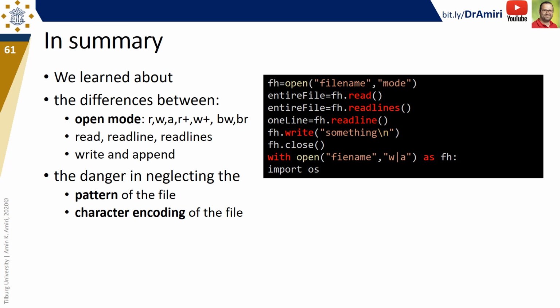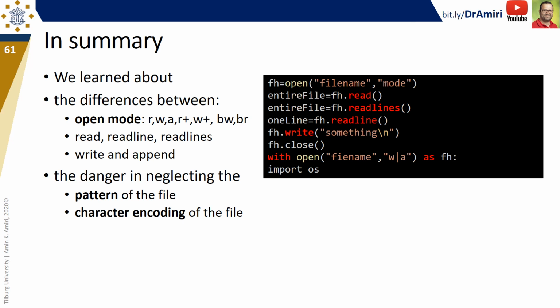We learned that we can read the file using three methods: read, readlines, and readline. You learned about the differences between the three methods. We learned that we can write inside the file using a write function. And we also learned that we always need to close the file. And if you see that there is a chance that you forget to do that, you can use the with statement to do that.